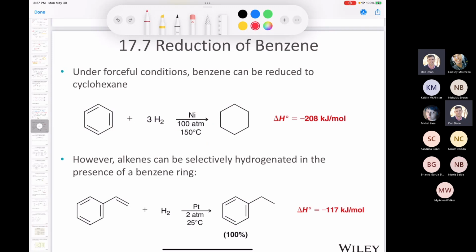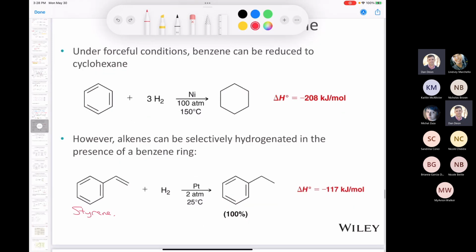Now, if you use the more traditional reduction conditions that we're used to, where you take an alkene and you hydrogenate it using hydrogen gas, palladium, platinum, or nickel, it says only 2 atmospheres here. That's not very high pressure, and this is at room temperature. If you have an alkene somewhere else in the ring, you can reduce that selectively and leave the aromatic ring intact. So that's pretty cool chemistry. You could take styrene, this compound here, and convert it into ethylbenzene, shown here. So kind of interesting chemistry.